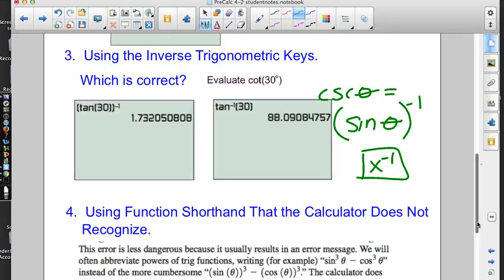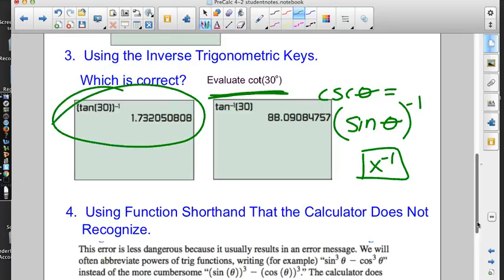So whenever we need those secondary trig functions, that's a button that we're going to count on for that. So I'm looking at this and it says evaluate the cotangent of 30 degrees. And I realized, well, I'd have to find the tangent of 30 degrees first, and then I'd have to flip it. Tangent of 30 degrees first, and then flip it. So this is the right one.